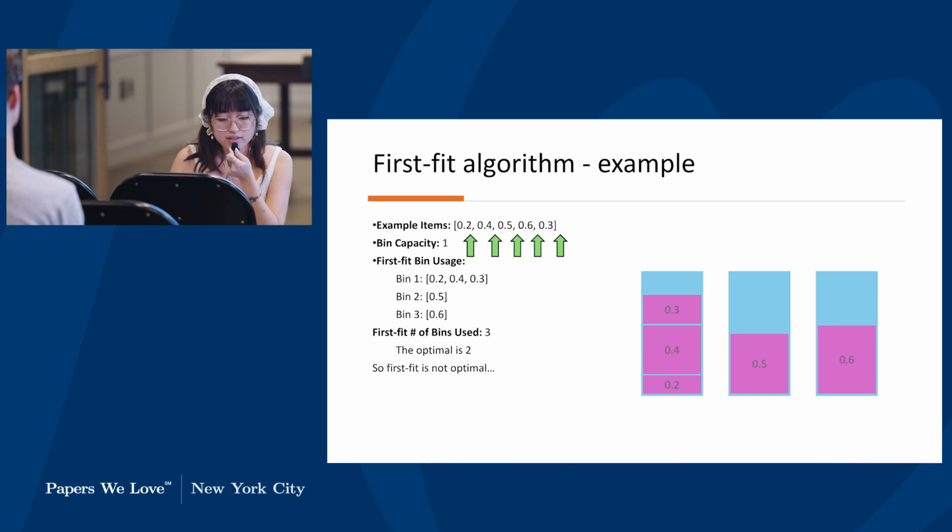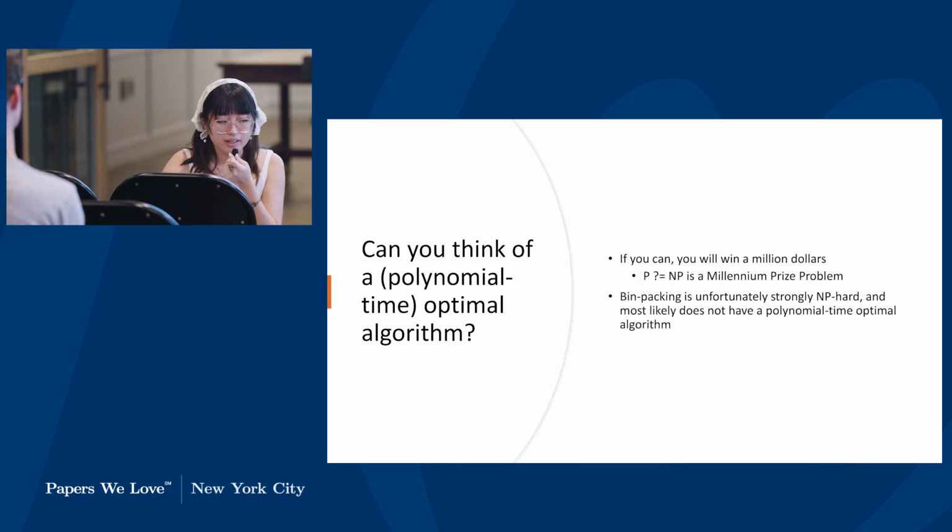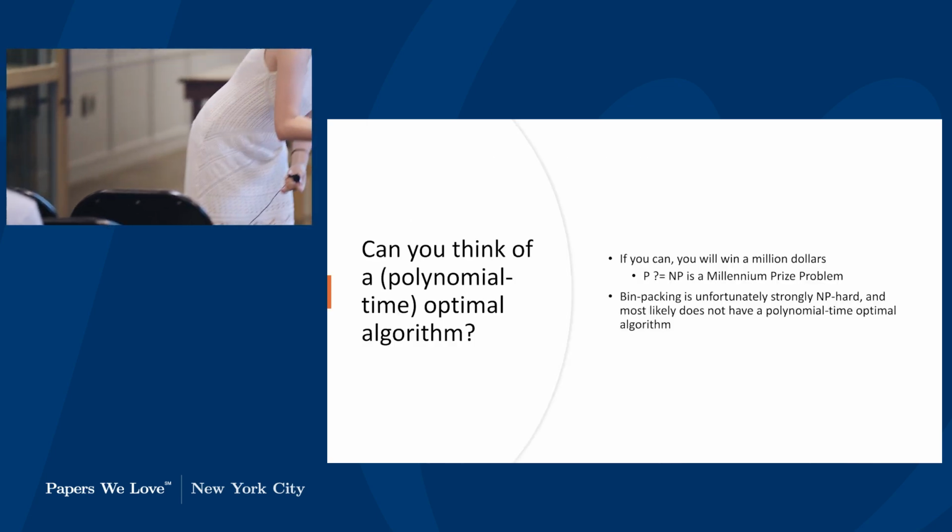Okay, so this is the first fit result. You end up with 3 bins. But remember that the optimal was 2 bins shown on the last slide. So first fit is not the most optimal algorithm. I think you can go back.